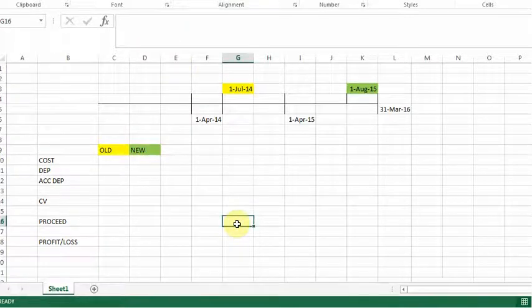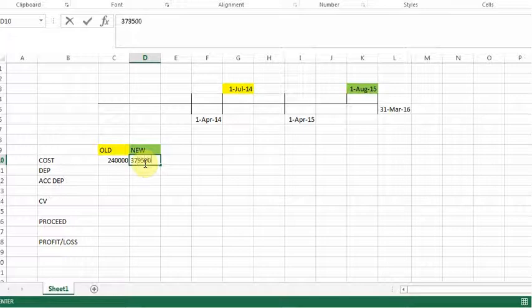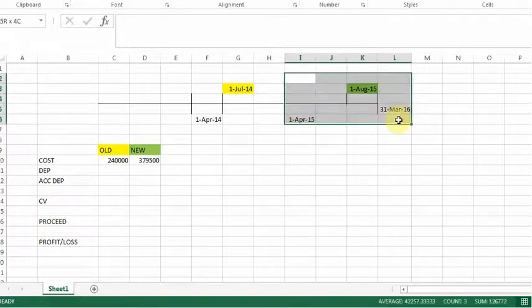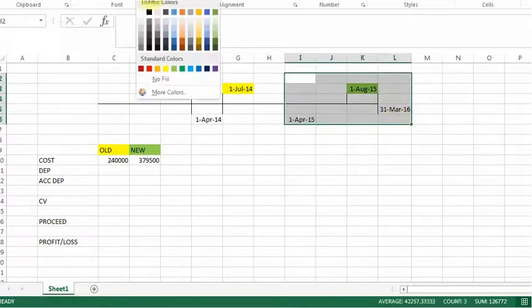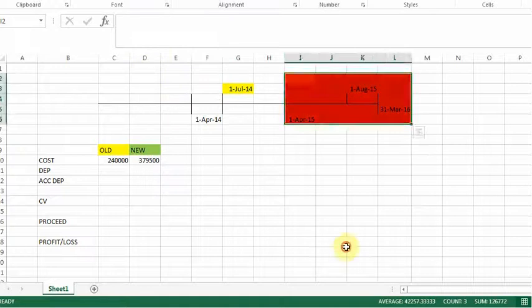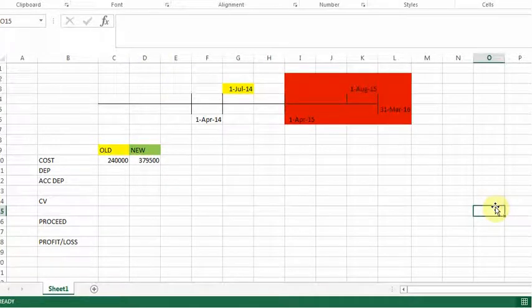So if I look at the cost price for the old vehicle, 240,000. Cost price for the new vehicle seems like 379,500. And please note that it was for cash, and it is then purchased during the current financial year, because that portion right there represents our current financial year. Right, then the depreciation, accumulated depreciation.